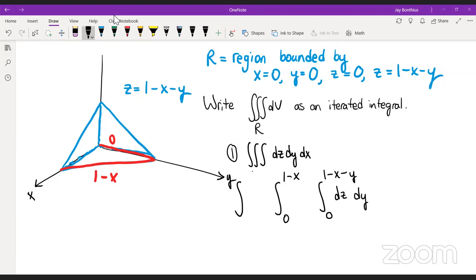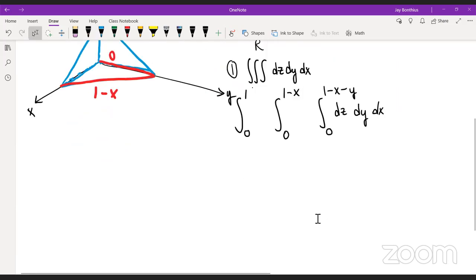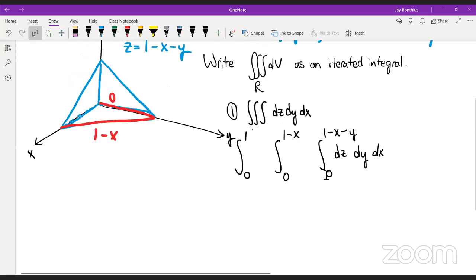And now x, we just take the lower bound to be whatever the least value that it achieves, and the upper bound to be the highest value that it achieves. Least is 0, greatest is 1. There we go. So that's dz dy dx. Let's do one more, but let's write it in a different order. Okay? So which order do you guys want to do? Do you want to just reverse it? Yeah. Okay, let's do dx dy dz.